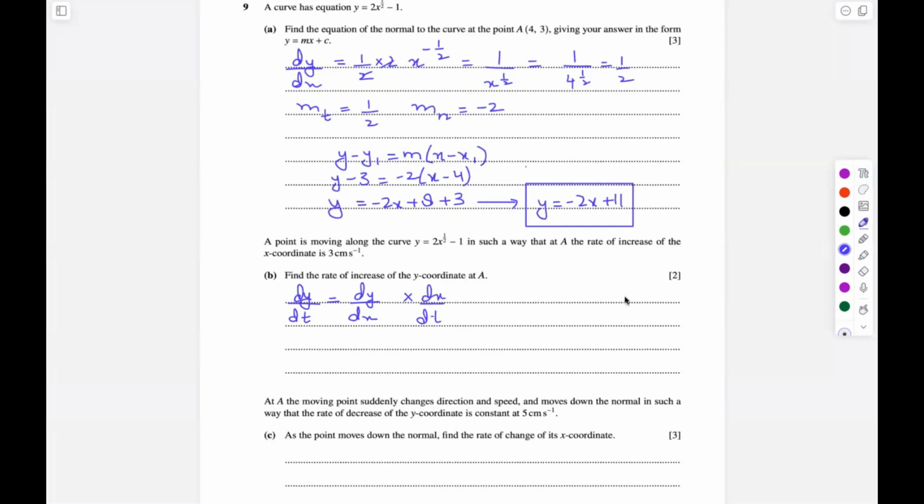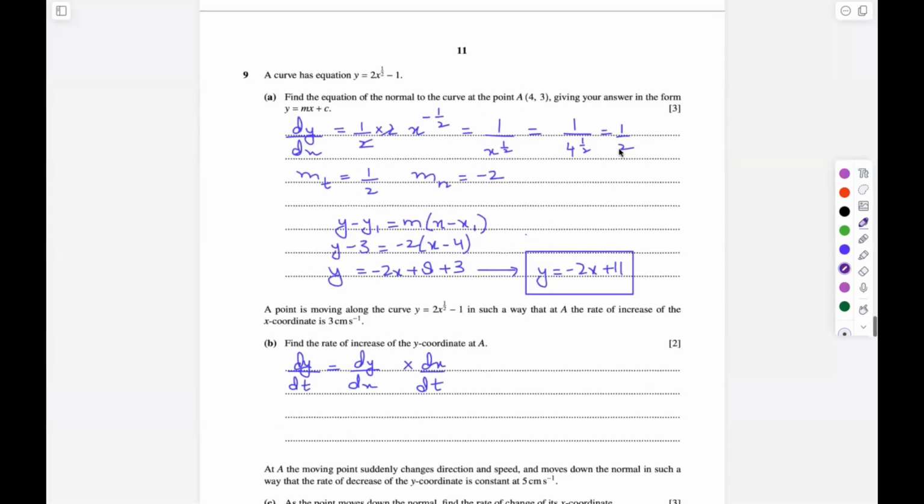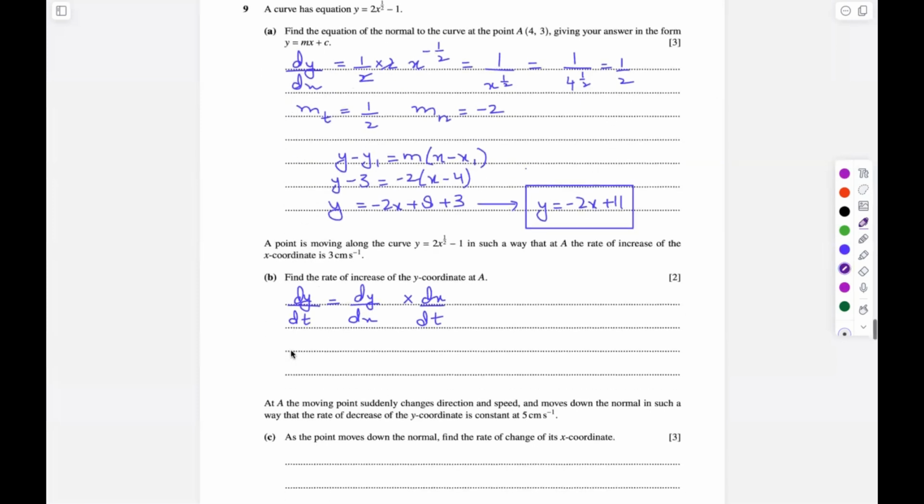Now, in this question, we already have the rate of change of x, which is dx by dt, and that is 3. The dy by dx at point A we found in the previous part, that was 1 upon 2. So dy by dt will be equal to the dy by dx at A, that was 1 upon 2, and dx by dt, which is 3. So the final answer will become 3 upon 2 centimeter per second, or we can just leave the answer as 3 upon 2.